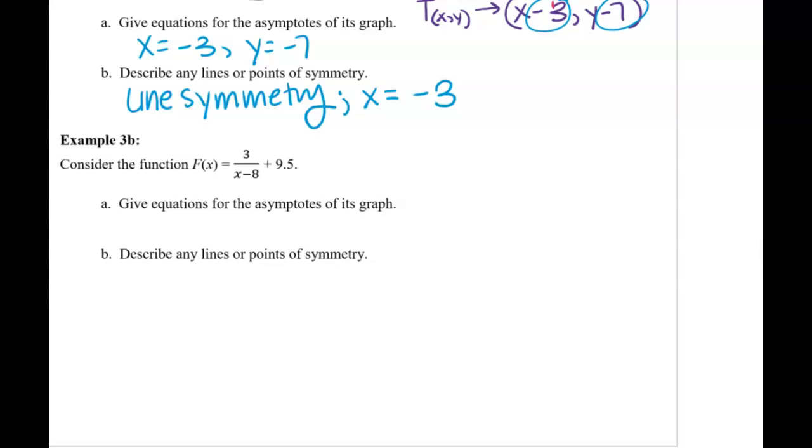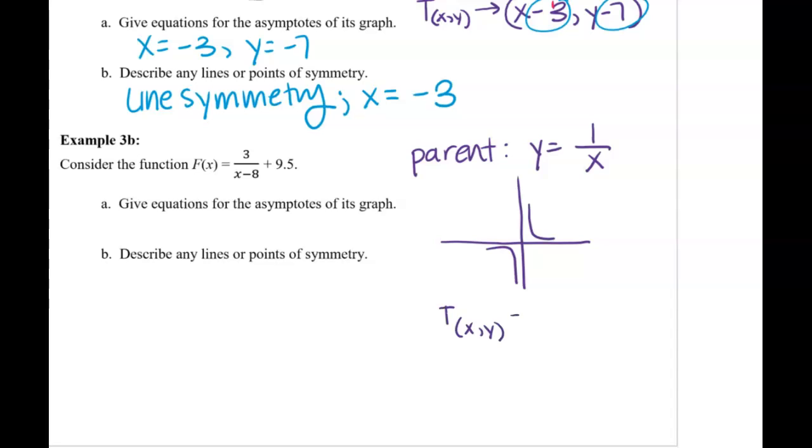For this next one, the parent, we're doing the same thing. So if you'd like to pause it and try on your own, you can, or you can just keep watching and not pause it. The parent is going to be 1 over x, because I see something over something. There's no square, right? And so this is inverse variation, which looks like this. As soon as we translate it, we're going x plus 8, 8 to the left, so the opposite of what you see. You see positive, so we're doing negative. And then y plus 9.5, okay, because that's the same as how it looks.